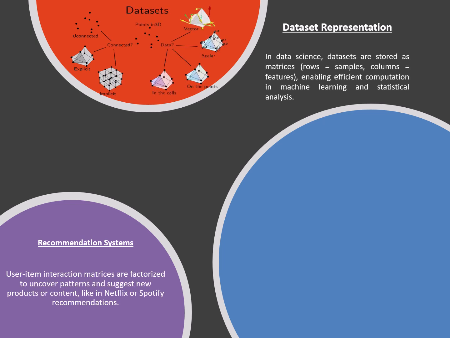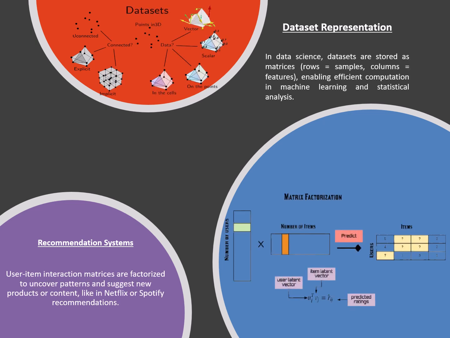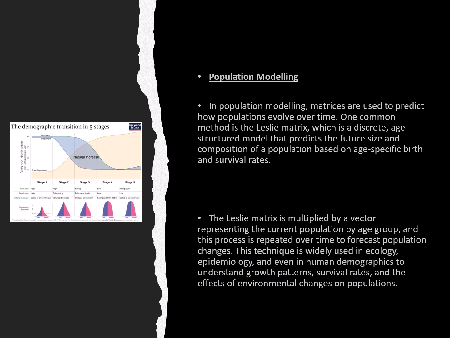In data science, matrices represent datasets. Rows usually indicate samples and columns indicate features. This format makes statistical analysis and machine learning computations efficient. In recommendation systems like Netflix or Spotify, matrices model user interactions with content. By factorizing these matrices, we can uncover hidden patterns and suggest new items to users.